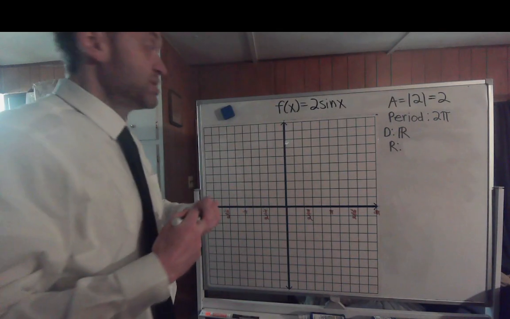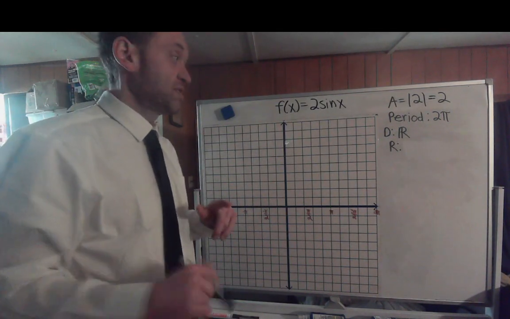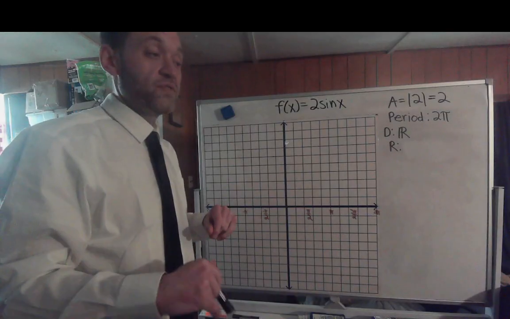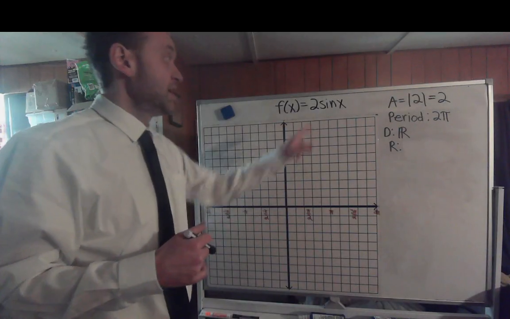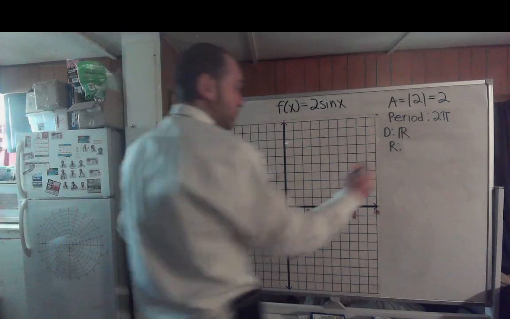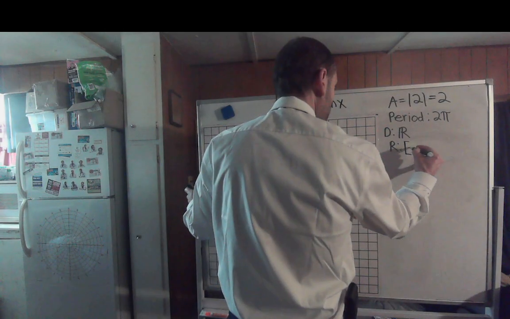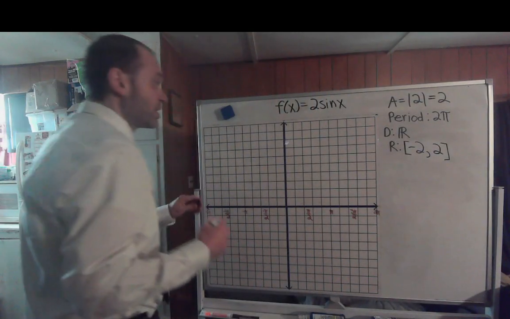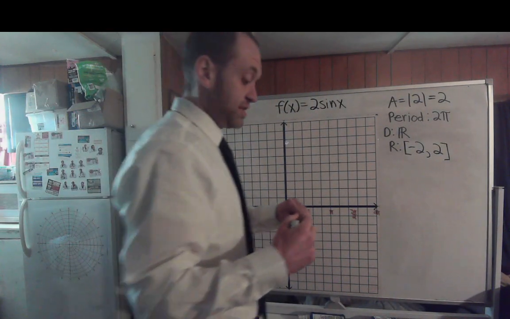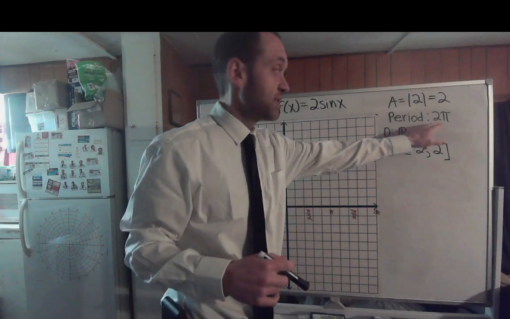The amplitude does not affect your domain, but it does affect your range. The normal range of the sine function is from -1 to 1, both inclusive. That 2 changes your range from -2 inclusive to +2 inclusive. Your domain's still all real numbers. Your period is still 2 pi.